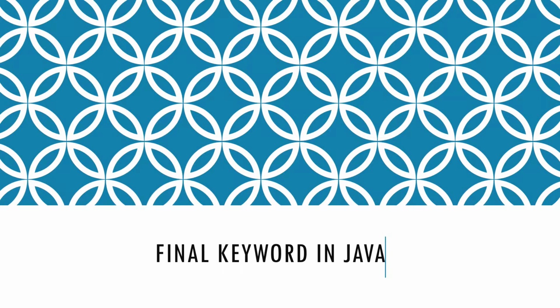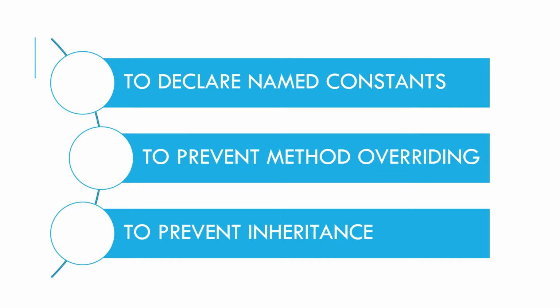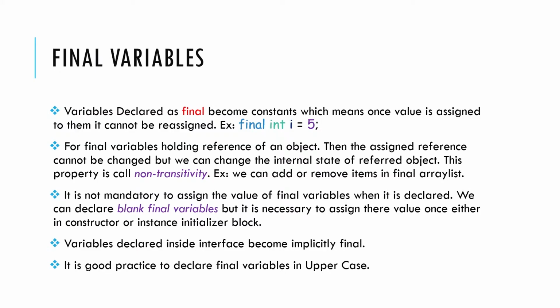In this video, I am going to explain the use of the final keyword in Java. Basically, there are three uses of the final keyword: to declare a named constant, to prevent method overriding, and to prevent inheritance. If we want to create constants, we can declare the variables as final such that their value cannot be reassigned. There are some points which we need to remember.